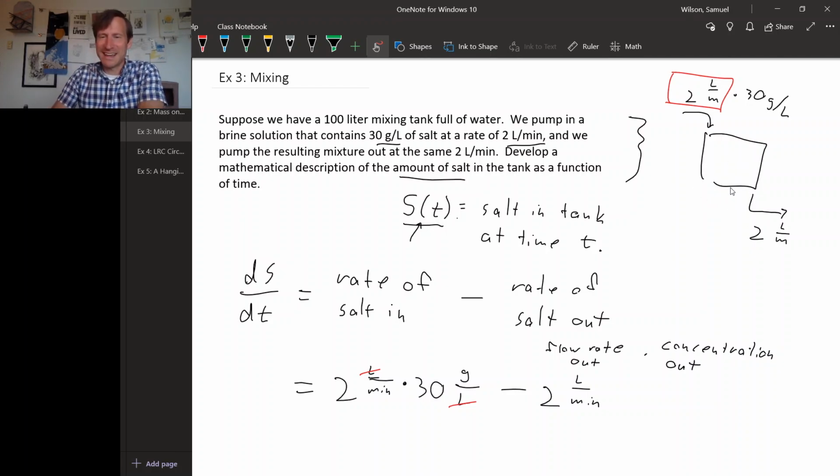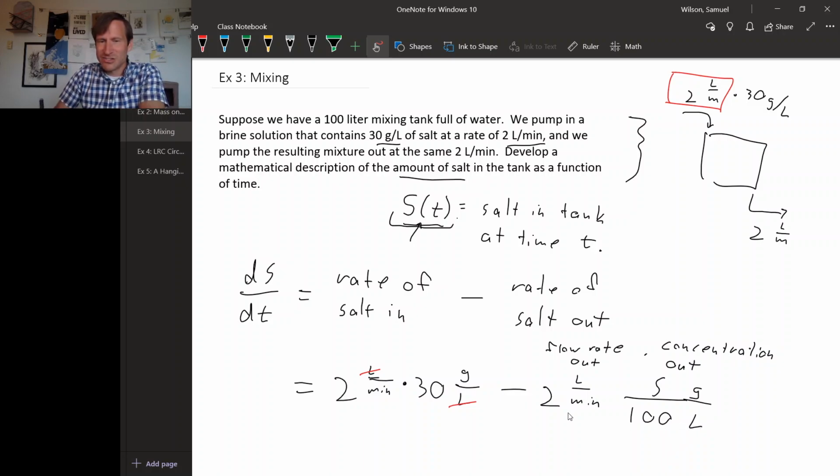Well, what is in the tank? I mean, how much? Well, the concentration of the stuff in the tank is just the amount of salt divided by the amount of liquid. We do know how much liquid is in the tank. There's 100 liters in the tank. But what we don't know is how much salt is in the tank. Well, we don't know how much salt is in the tank, but we do have a name for that quantity. That's S of T. So we can just put S right here. And that's S grams of salt.